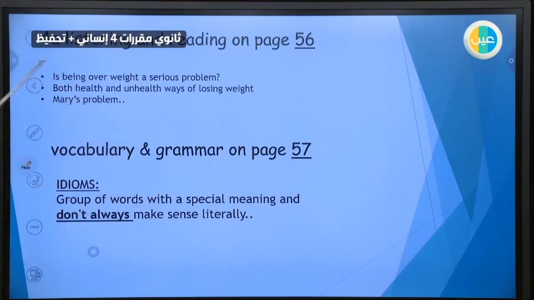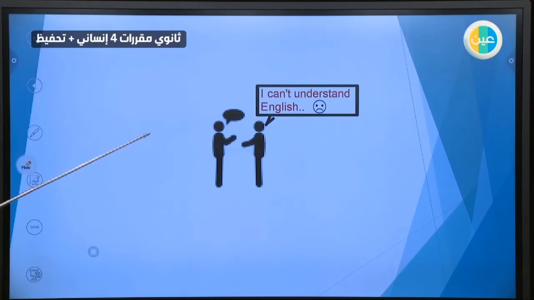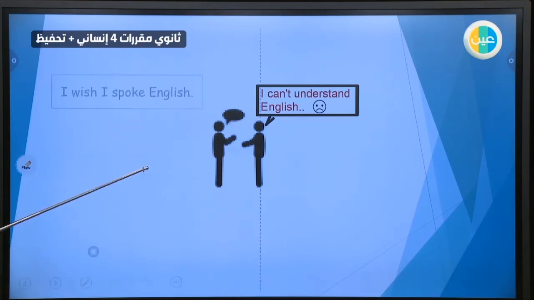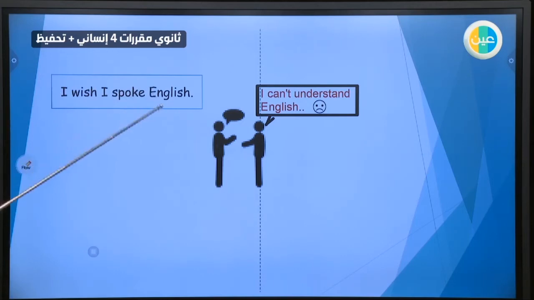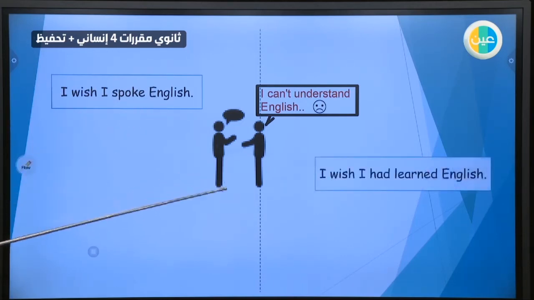What about the grammar on page 57? We are talking about here, see this, two men. One of them is talking in English, the other one said, I can't understand English. What about this? I wish. We have the grammar, wish and unreal past. I wish I spoke English. Here we have, I wish I had learned English. So we are talking about wishes and unreal past.